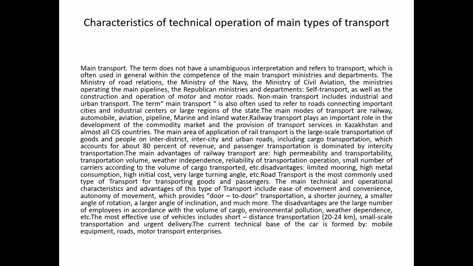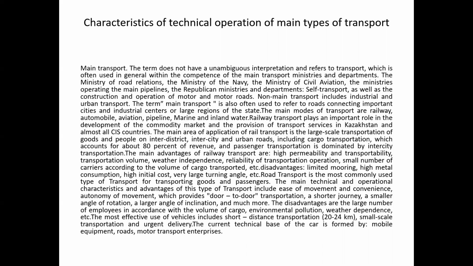Non-main transport includes industrial and urban transport. The term main transport is also often used to refer to roads connecting important cities and industrial centers of large regions of the state. The main modes of transport are railway, automobile, aviation, pipeline, marine and inland water.